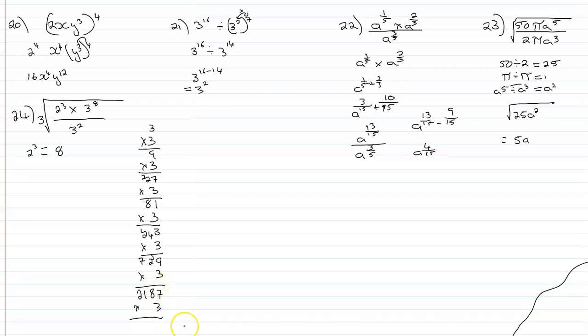7 times 3 gives us 21, 1, carry the 2. 3 times 8 gives us 24, plus 2 gives us 26. 3 times 1 gives us 3, plus 2 gives us 5, and 3 times 2 gives us 6.